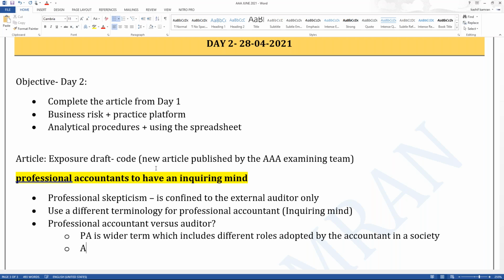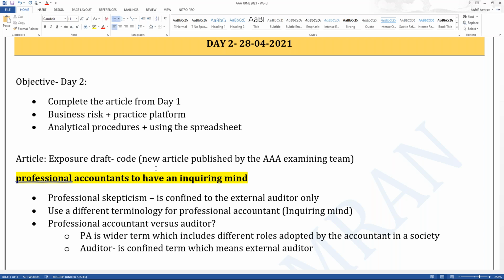But when we use the word auditor, auditor is a confined term, which means the external auditor. Even the term internal auditor is part of a professional accountant. But when we say auditor, by default, auditor means the external auditor. When we use the word professional accountant, it also includes the internal auditor. Is that difference clear between a professional accountant versus an auditor?